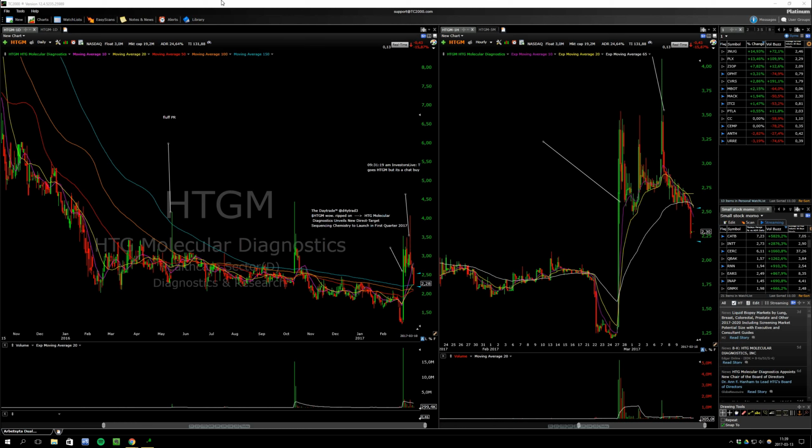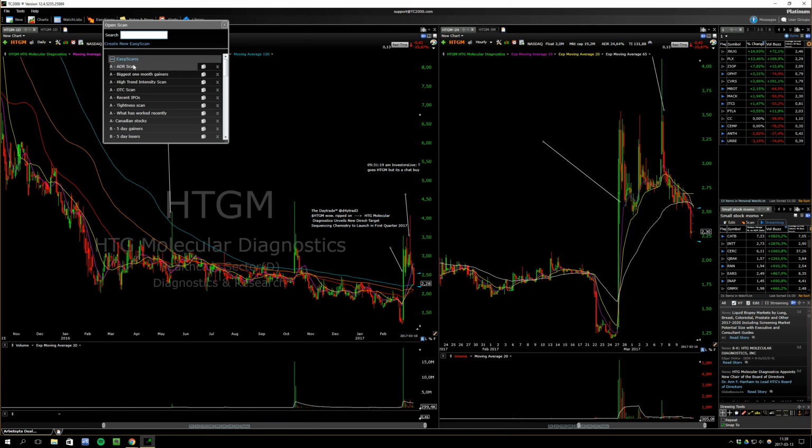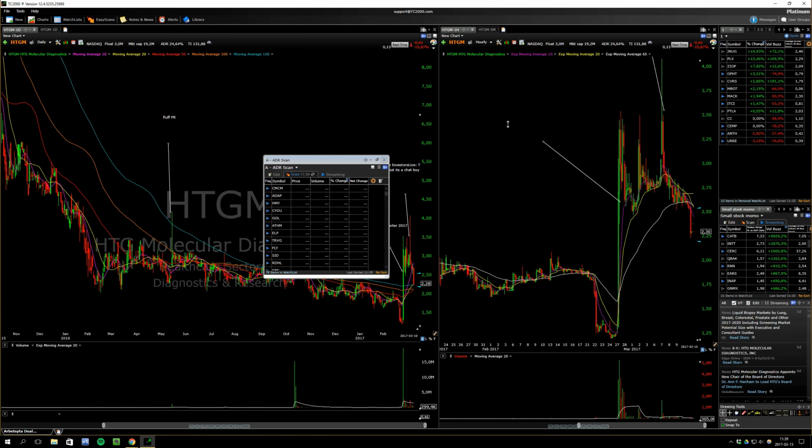Okay, let's do a little video about my scanning and my scanning process. So let's start from the top. I have a bunch of different scans, but they're fairly similar. So let's start from top.